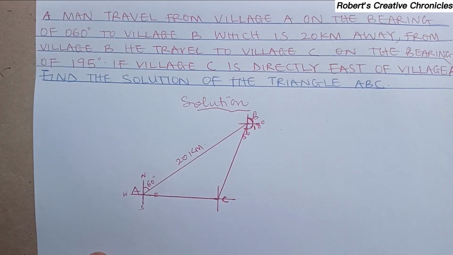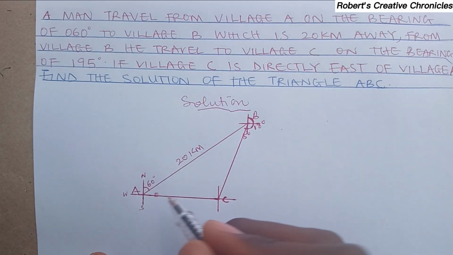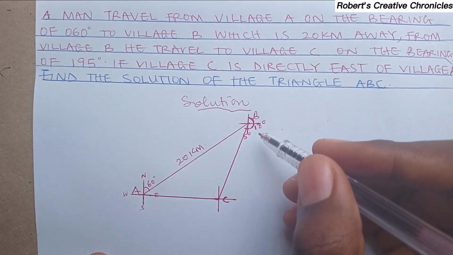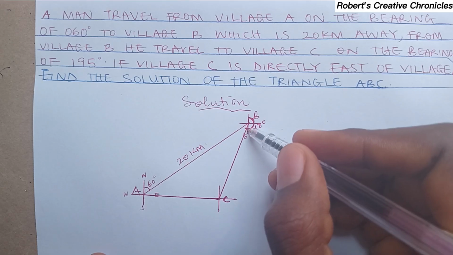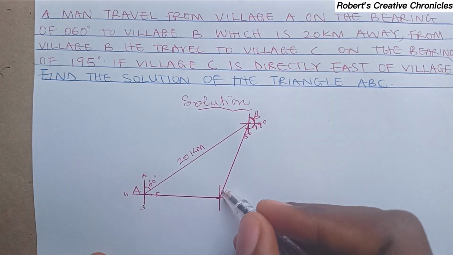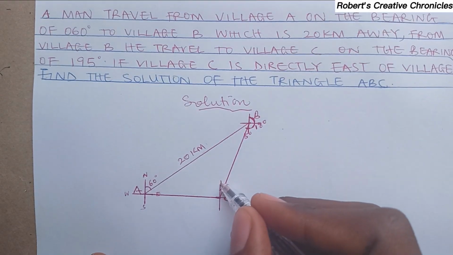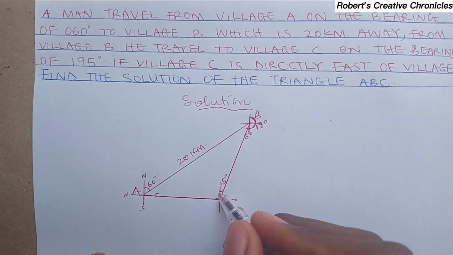So these are the coordinates. So you know that now, since here is 15 degrees, here will also be 15 degrees due to alternate angles. And here is 90 degrees.